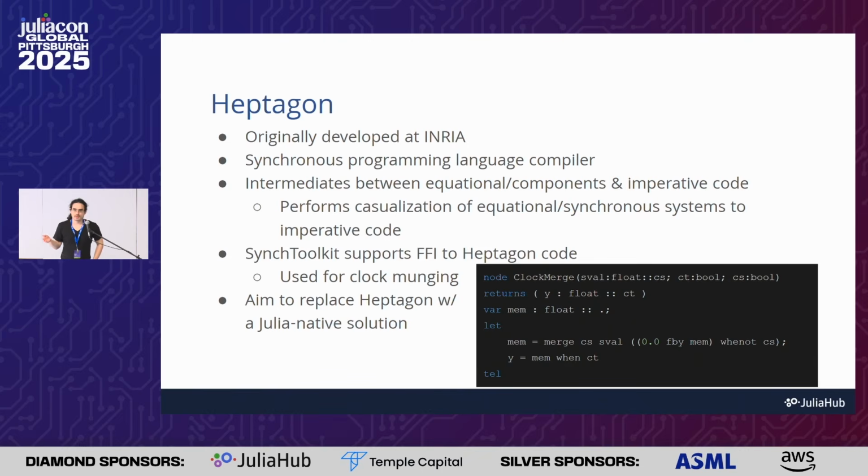Importantly, we also support FFI down into this lower level, and this allows you to do low-level mangling of clock signals and data that's running on them. In the longer run, we aim to replace this with a more pure Julia solution, but this gets us going. This is a nice way for us to deal with these multi-clock systems.